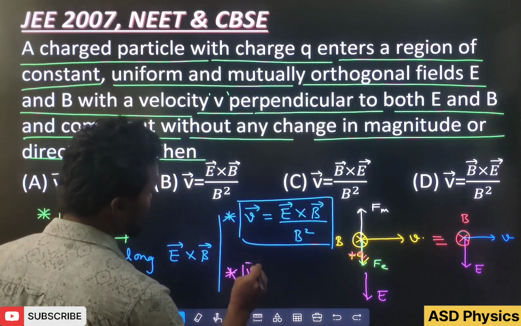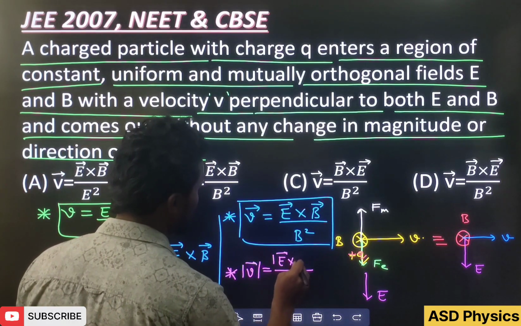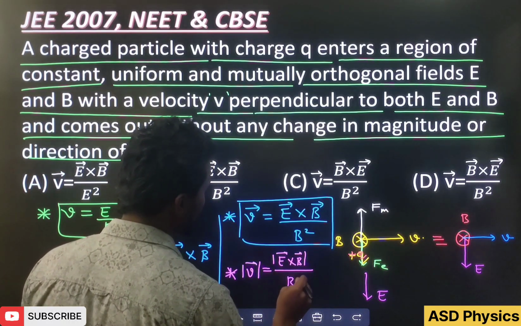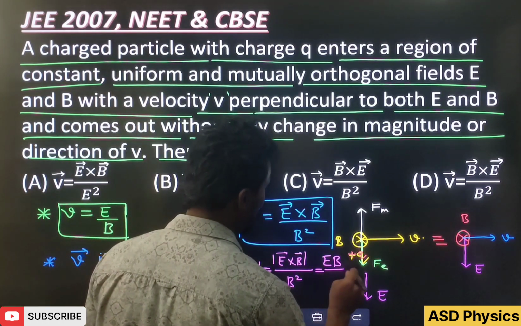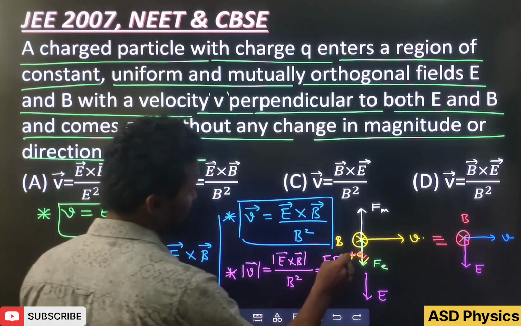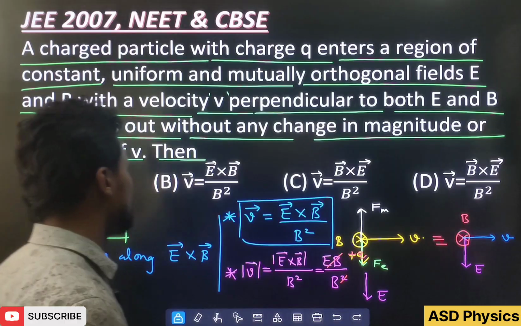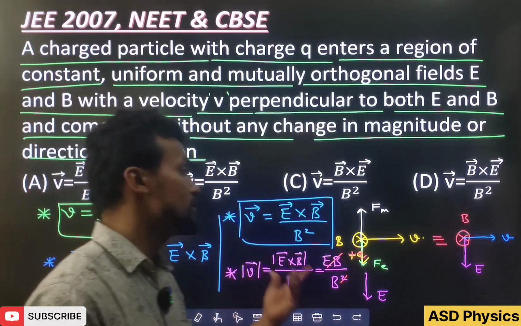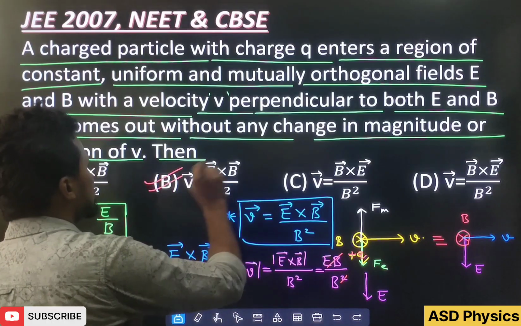If in case I take the magnitude, mod V, so mod will be what? Mod of E cross B by B square. E and B both are perpendicular, so EB sine 90. So EB and by B square. And what will happen? See, this B and this B cancel. So what is coming? It is coming V equal to E by B. Is it? That means E cross B by B square is the correct option. So which option is correct? The correct option is option B.